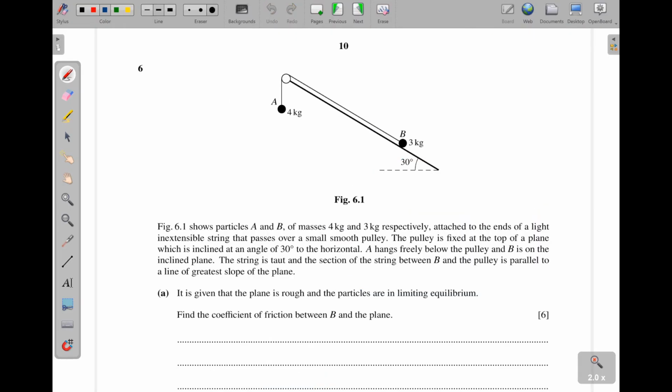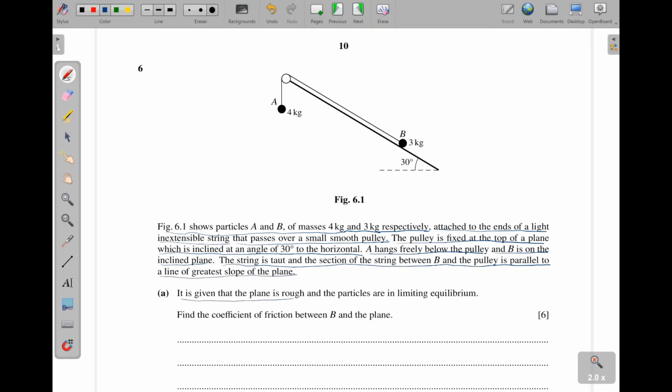Question 6, figure 6.1 shows particles A and B of masses 4 kilograms and 3 kilograms respectively attached to the ends of a light inextensible string that passes over a small smooth pulley. The pulley is fixed at the top of a plane which is inclined at an angle of 30 degrees to the horizontal. A hangs freely below the pulley and B is on an inclined plane. The string is taut and the section of the string between B and the pulley is parallel to the line of greatest slope of the plane.